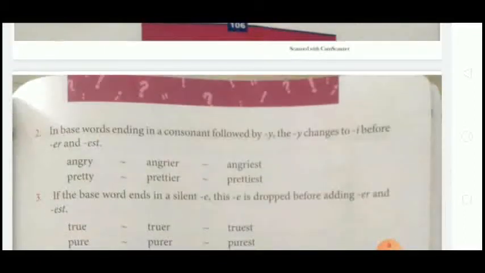Then the second rule: in base words ending in a consonant followed by y, the y will change into i before er and est. When the base form of a word ends with a consonant followed by y, that y will be changed into i. For example, angry ends with y, so y will change into i: angrier, angriest. Okay, pretty, prettier, prettiest. So y will change into i.